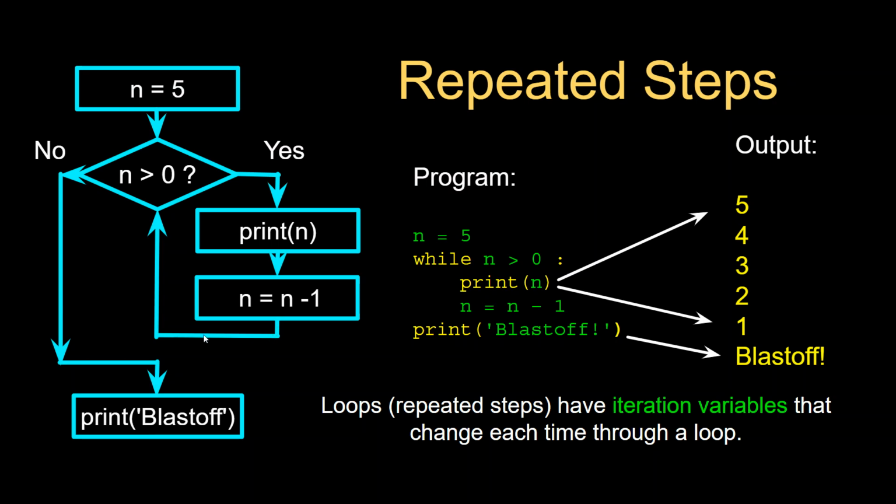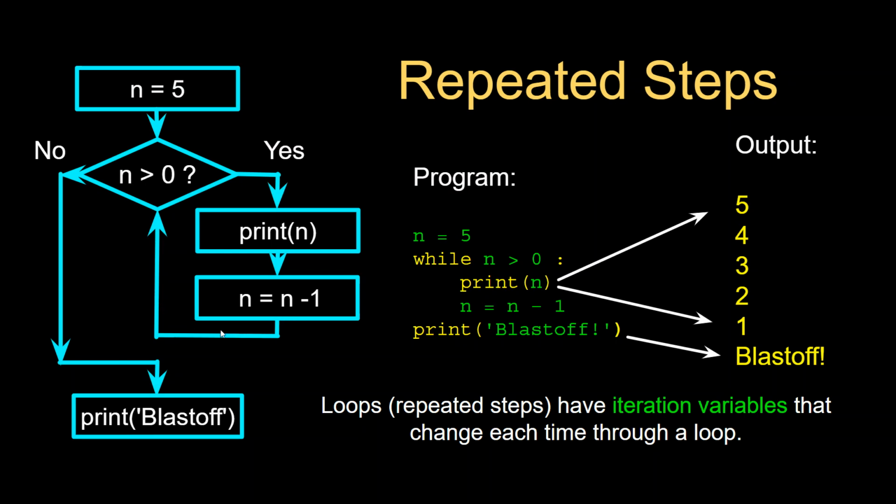It will run again and say, is 4 greater than 0? Yes. It will run and print 4. Go again, n equals n minus 1, which is now 3. It will go again and say, is 3 greater than 0?